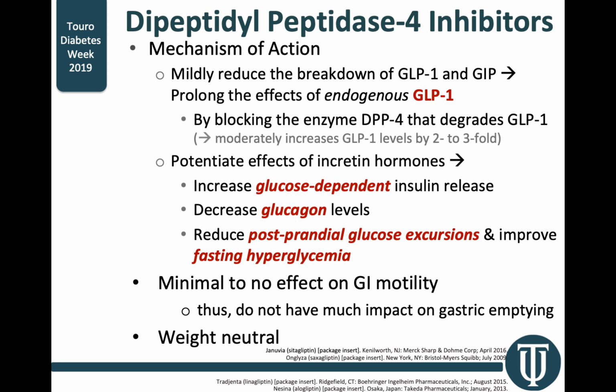So what is the use of having a higher GLP-1 level in the gut? First, a higher GLP-1 concentration will lead to an increase of insulin in a glucose-dependent manner, and also it would help decrease the glucagon level. And for DPP-4 inhibitors, they would help with the postprandial glucose excursion, and also help with fasting glucose management.